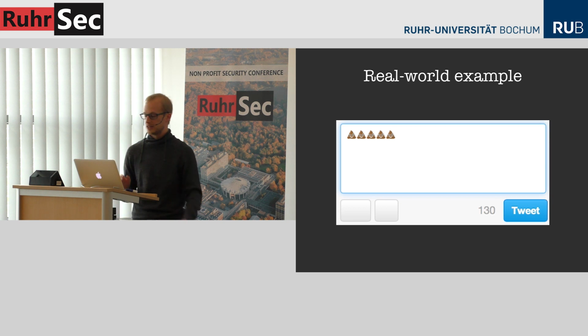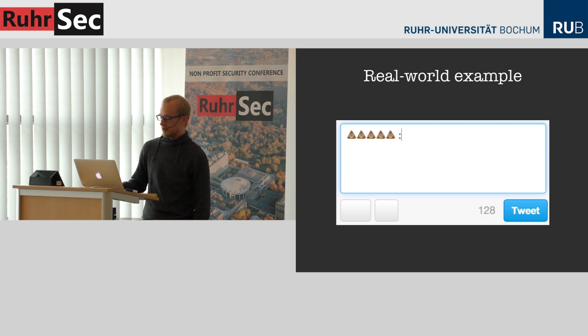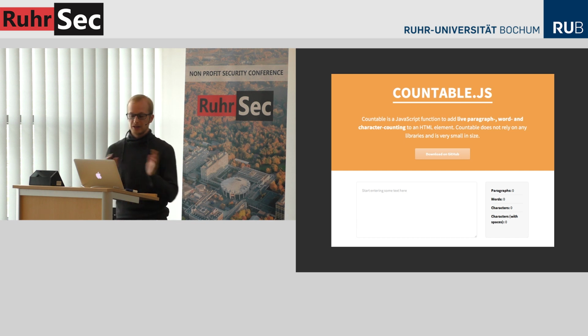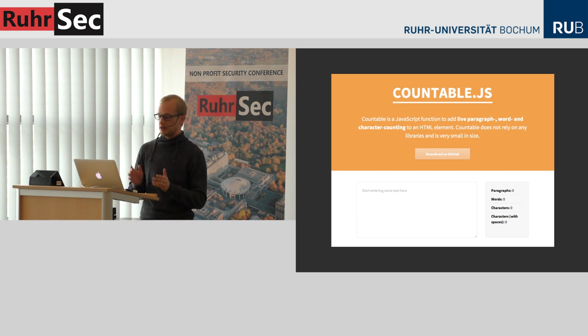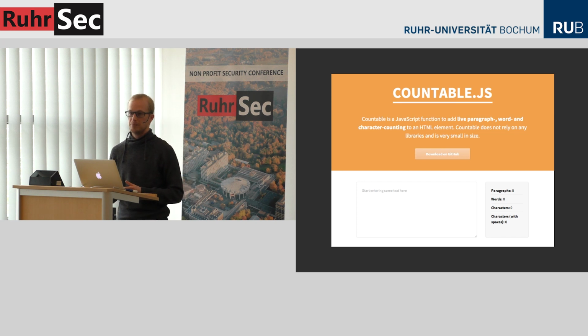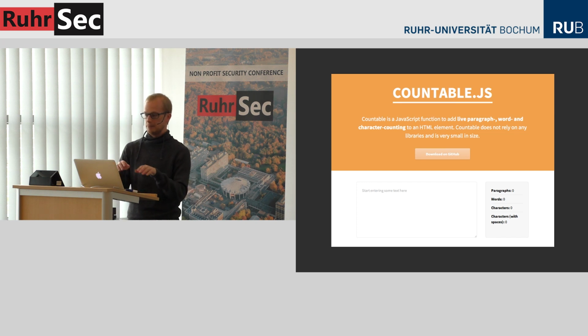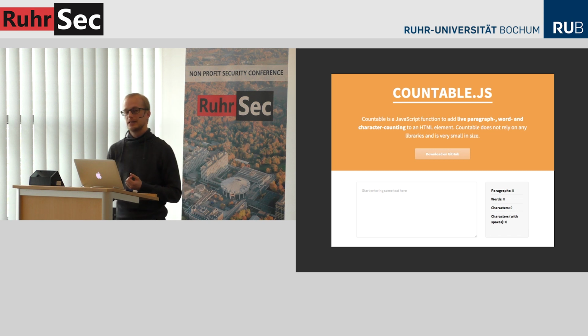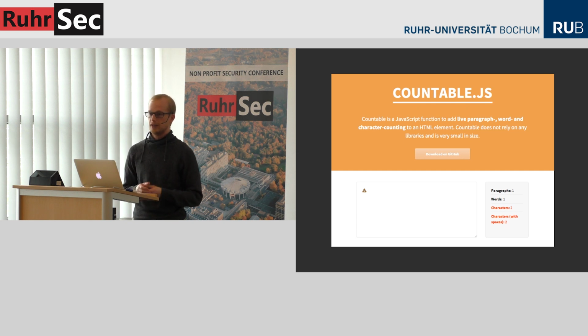It was really devastating. Now, another example is the Countable.js open source project. Literally all it does is add live paragraph, word, and character counting to your web pages. So it measures how much text you have input into an input field and then displays those numbers elsewhere on the page. So the first thing I did when I saw this demo page was, of course, to enter a pile of poo. And unsurprisingly, it counted it as 2 individual characters rather than 1. So these are just some examples.